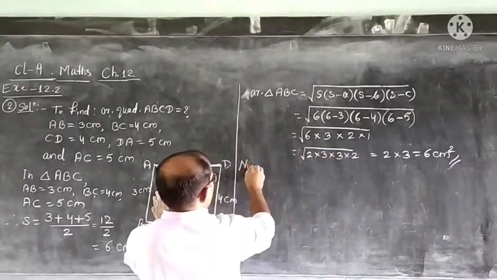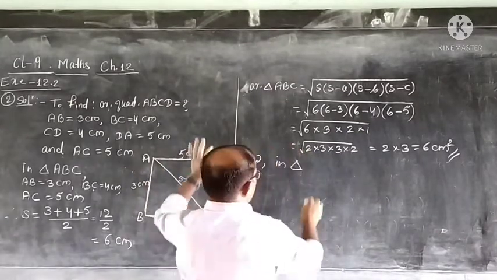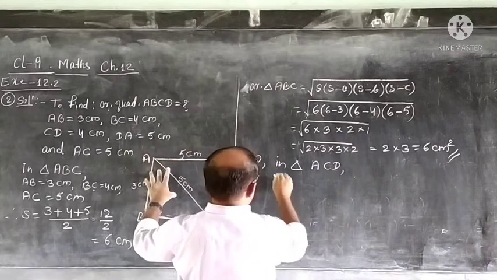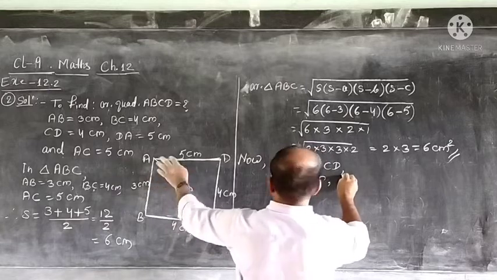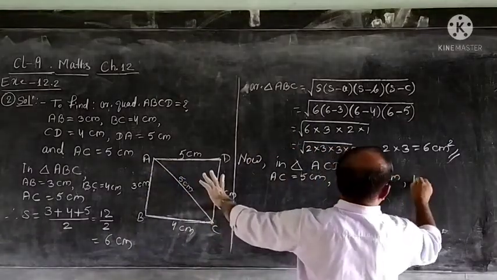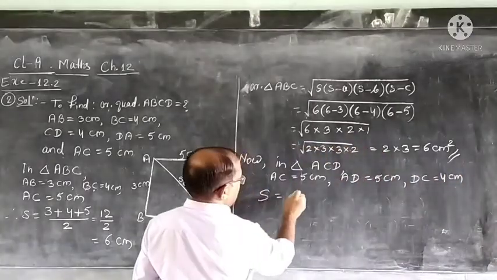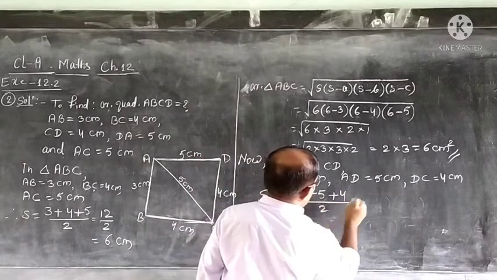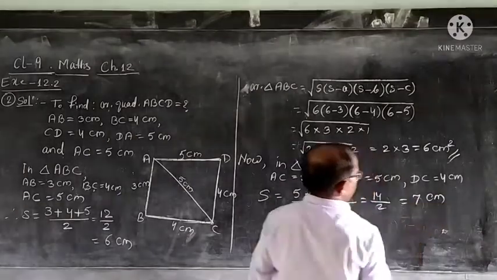Now, we go to another triangle. What is the name of the triangle? ACD. First side, anyone we can consider, AC suppose it is 5. We just see the figure and do. AD is 5, DC is 4. So, S equals 5 plus 5 plus 4 by 2. So, 14 by 2 we get 7 centimeter.